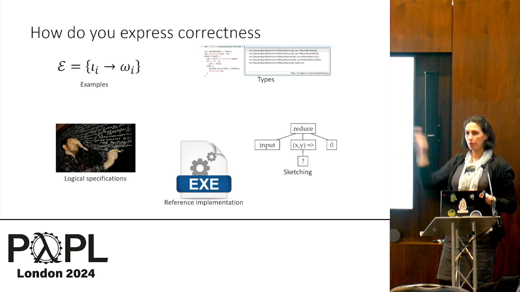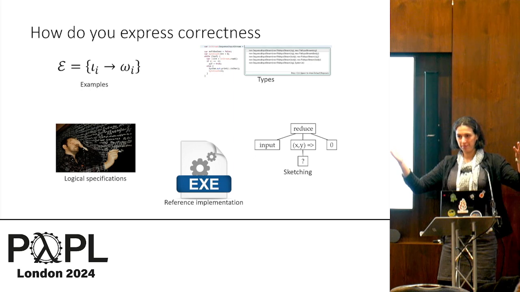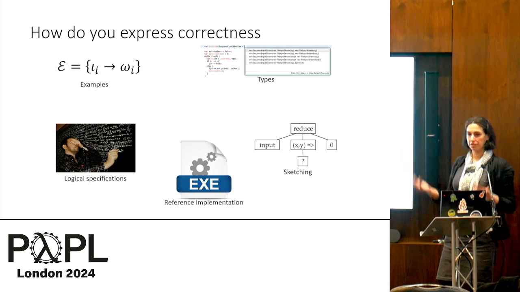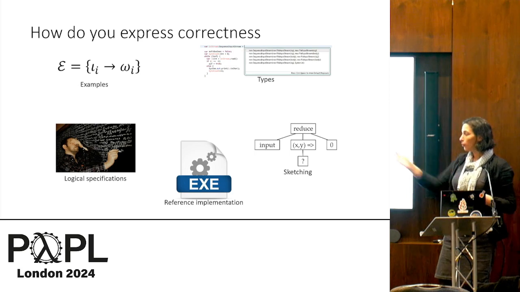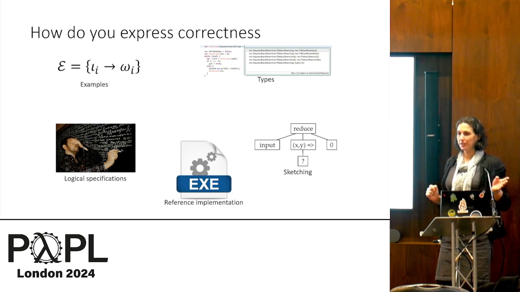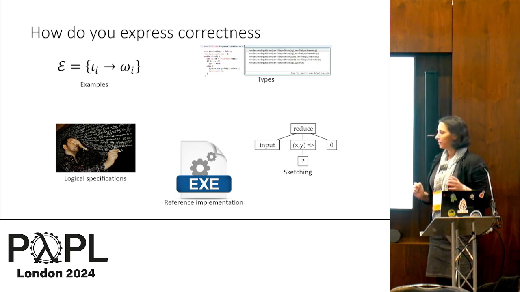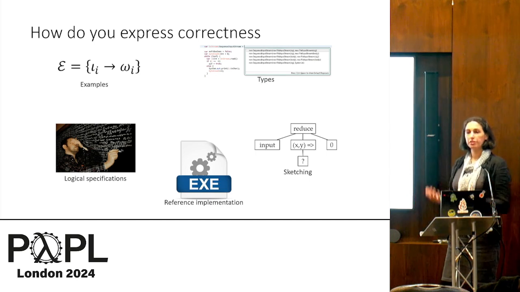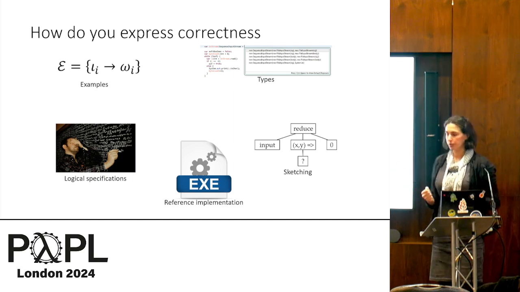We can do a reference implementation. Please give me a program that behaves like this program, but under more constraints or less constraints, or in a different language, or something like that. We can do logical specifications. They're usually not going to be full logical specifications, because no one has time for that. We are lazy users after all. But it's going to be things like asserts in the code that we would like the result to adhere to.